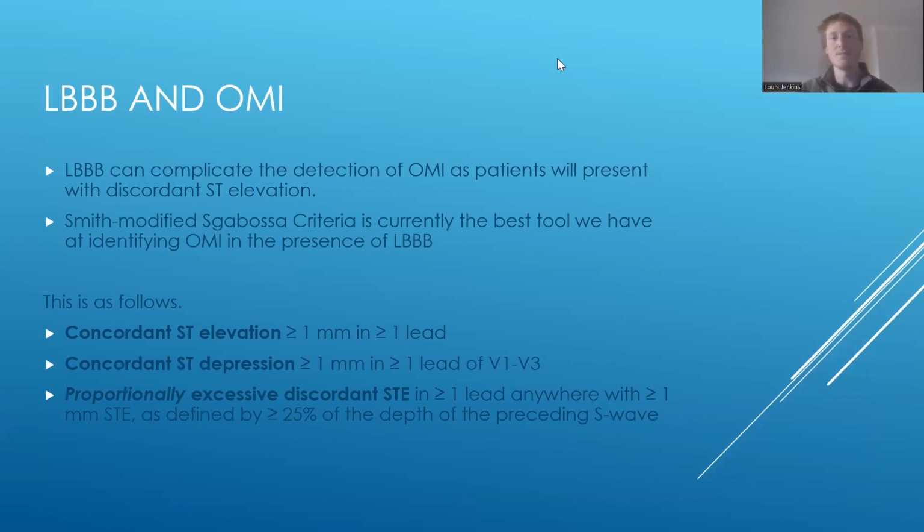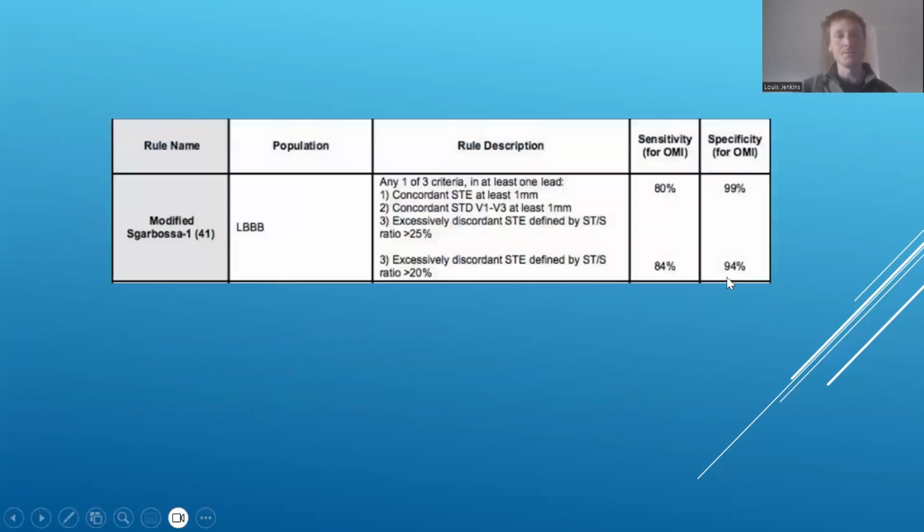But I think the main principle that all of this research is talking about is the concept of concordance: ST deviation in concordant leads in left bundle branch block is really alarming. Okay. And then that excessive discordance, and there are different ways to define that. I appreciate this is a lot of information and a bit of cognitive overload, but I hope it's making some sort of sense. All right. But we're going to move on.